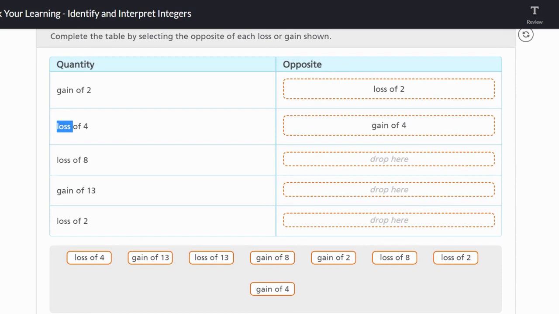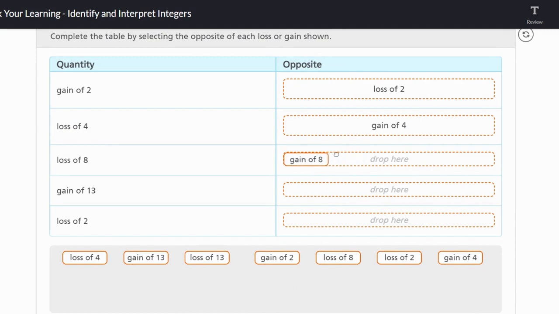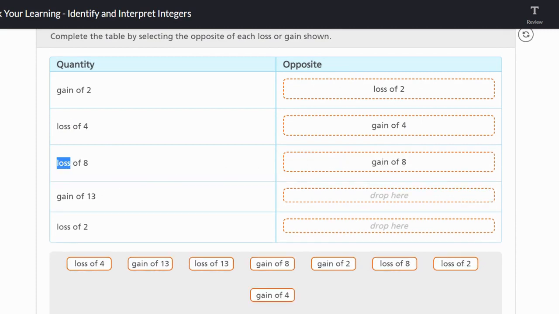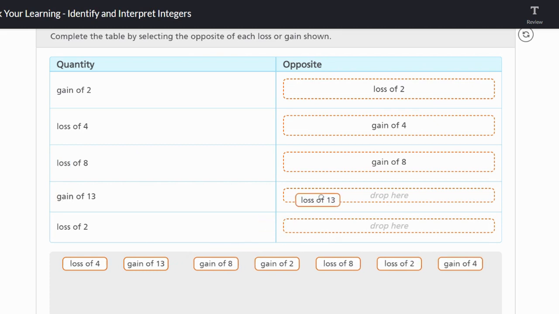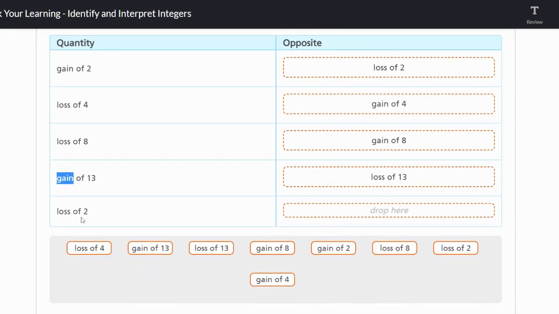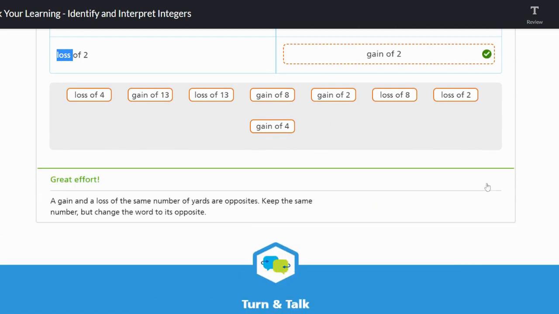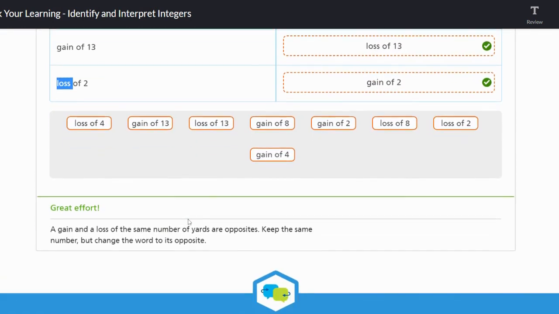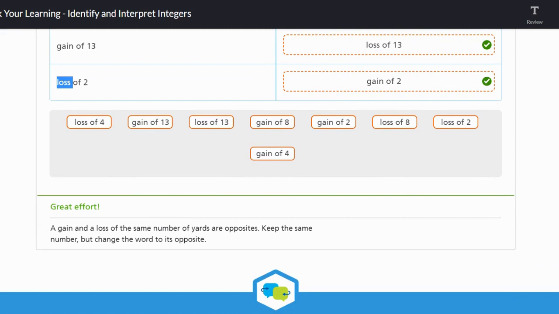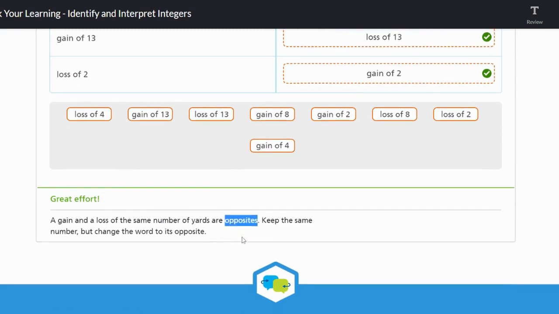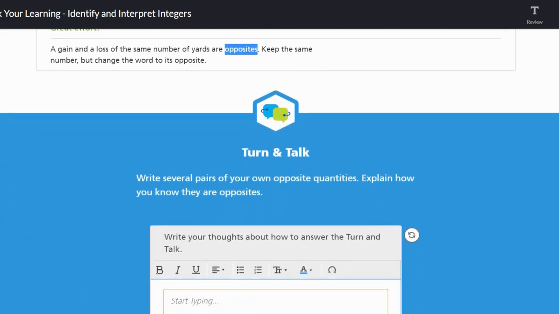If there is a loss of 8 yards, the opposite of a loss is a gain of 8 yards. And if there's a gain of 13 yards, the opposite of a gain is a loss of 13. And a loss of 2 yards, the opposite of a loss is a gain of 2 yards. Okay, you can check to see how you did. It tells you a gain and a loss of the same number of yards are opposites. You keep the same number, but you change the word to its opposite.